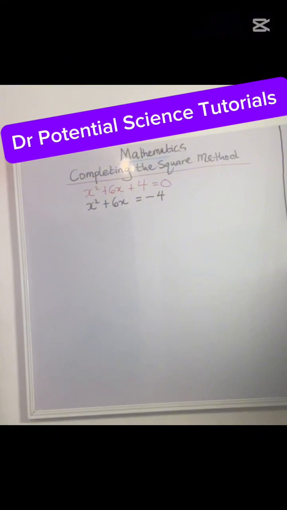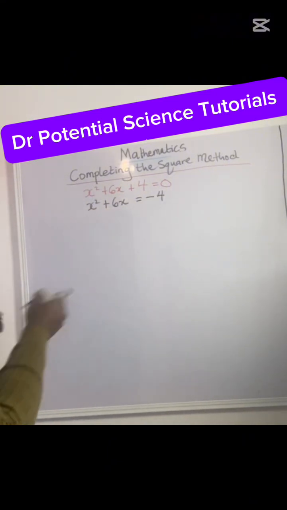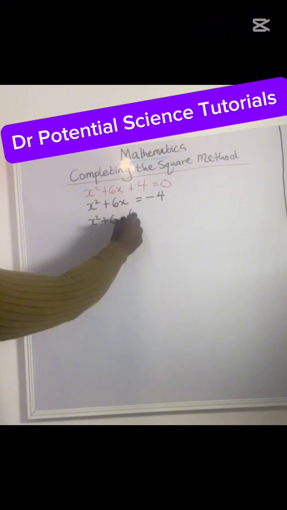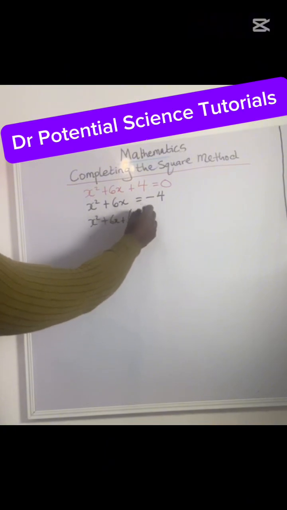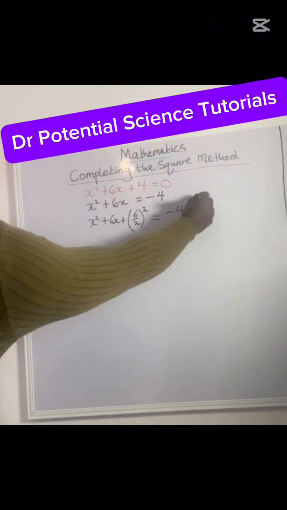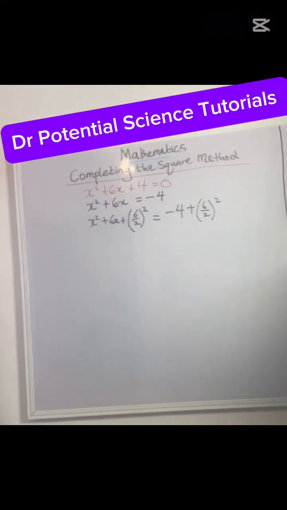That is step 2. For step 3, you look for the square of half of the coefficient of x and add it to both sides. So we have something like this: x squared plus 6x plus, in brackets, half of 6, that's 6 over 2, then you square it. Anything you add here, you add to the right hand side also: 6 over 2 squared. Then you simplify.